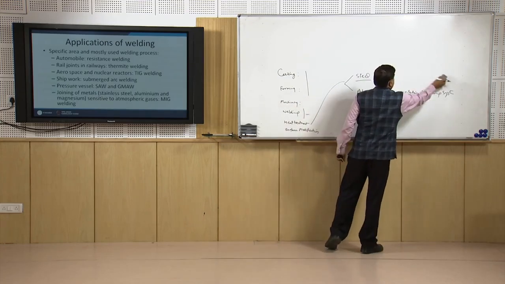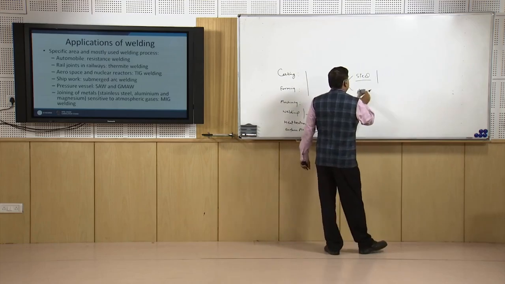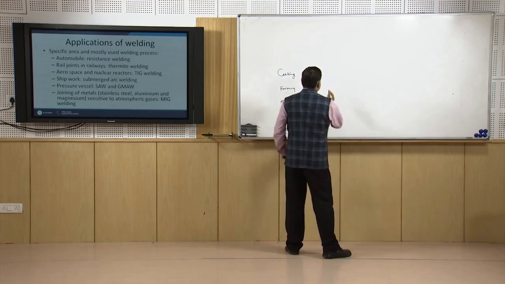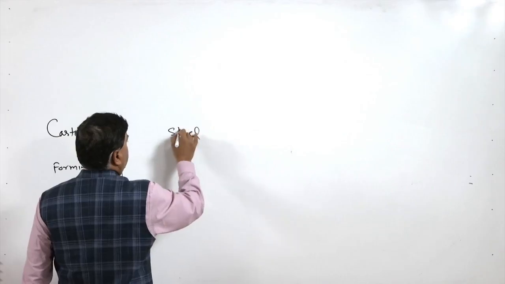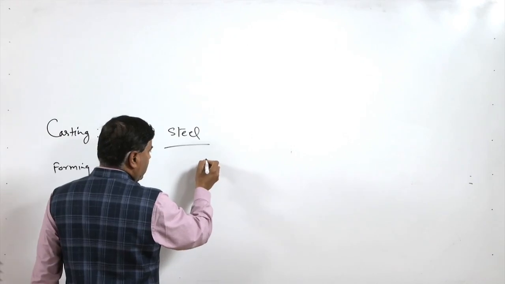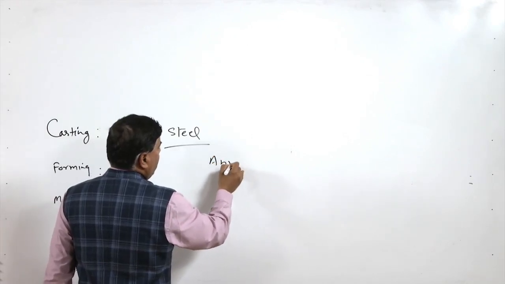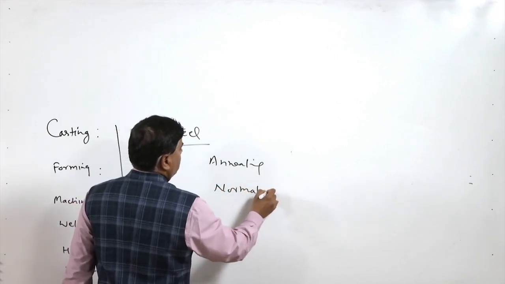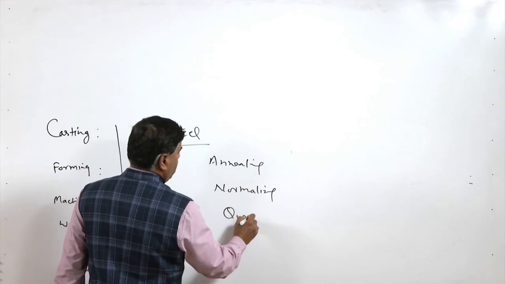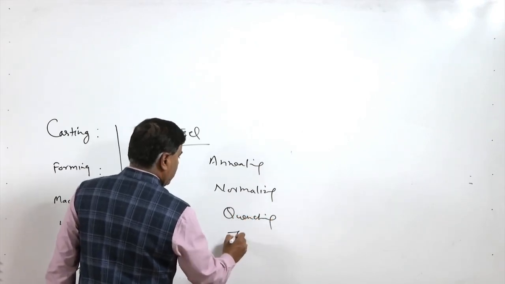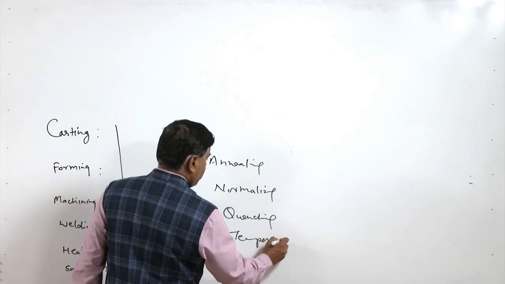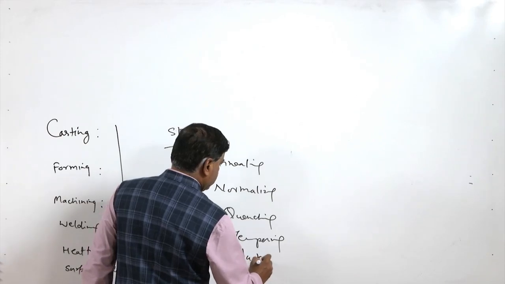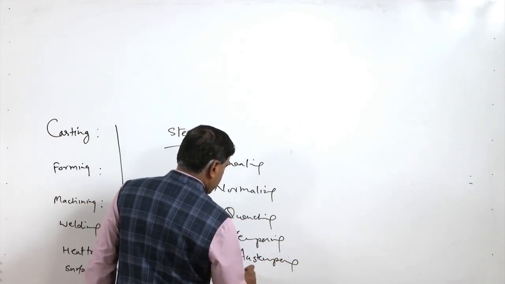the transformation hardening systems and the precipitation hardenable systems. We will talk first about the heat treatment of steels. So, the normal heat treatment processes are annealing, normalizing, quenching, tempering, then austempering and martempering.